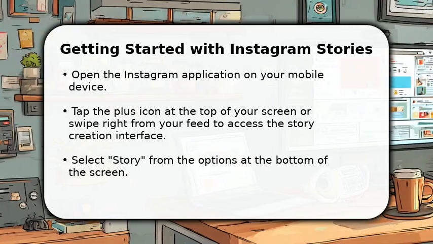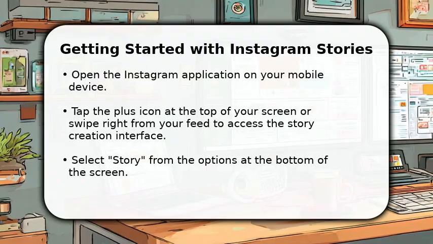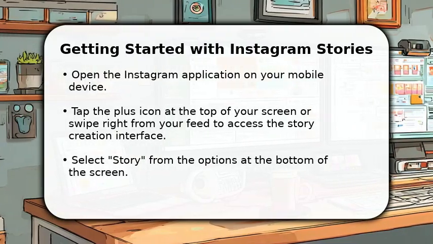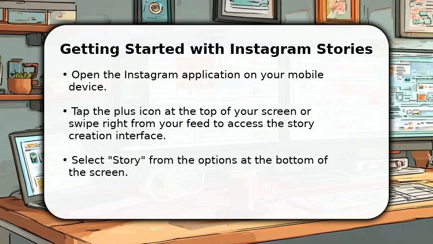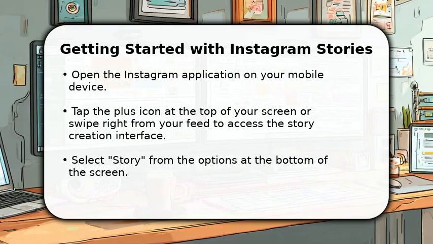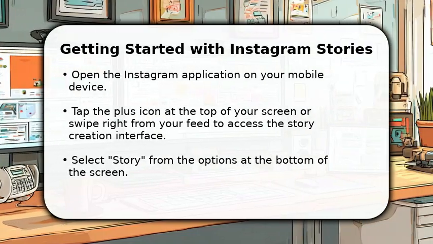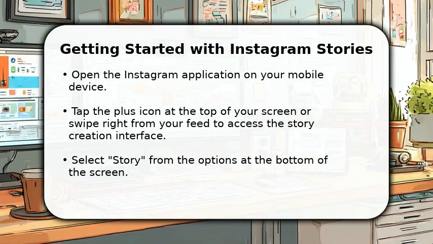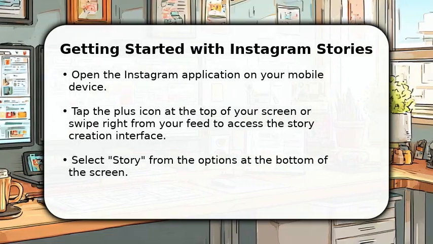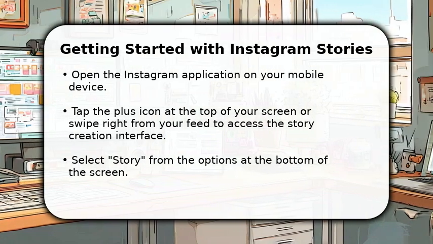Enjoy the video. In this video, I will explain how to add a clock to your Instagram story. To begin, open the Instagram application on your smartphone. You can then tap the plus icon located at the top of your screen, or simply swipe right from your main feed. This action will bring you to the story creation interface. From there, make sure to select the story option at the bottom to start crafting your visual narrative.